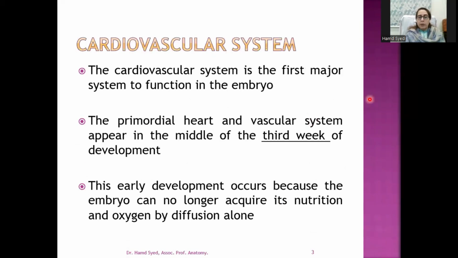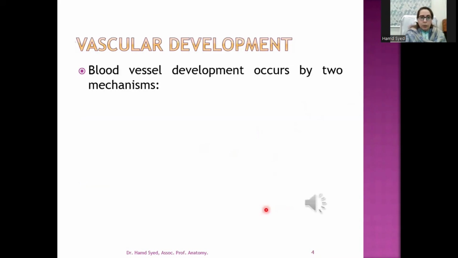So cardiovascular system, if you recall, I told you before, is the first major system to function in the embryo, and the primordial heart and vascular system appear in the middle of the third week of development. This early development occurs because the embryo can no longer acquire its nutrition and oxygen by diffusion alone. So blood vessel development involves two major processes. The first one is vasculogenesis, in which the mesenchymal cells are going to transform into the endothelial cells of the blood vessels and also the blood cells, whereas the sprouting or the formation of new branches from these larger vessels is known as angiogenesis, which occurs later on.